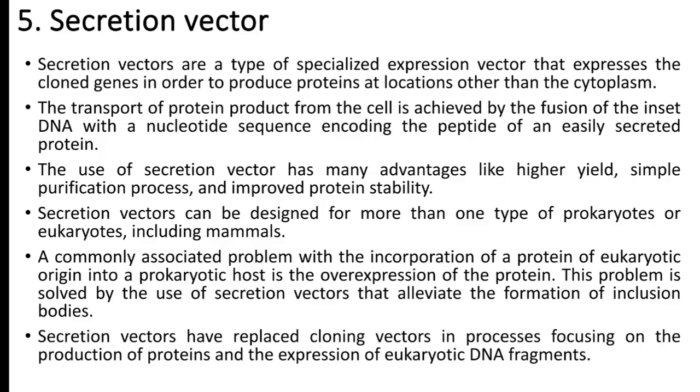The most commonly associated problem with incorporation of a protein of eukaryotic origin into a prokaryotic host is overexpression of the protein. This problem can be solved by the use of secretion vectors that reduce the formation of inclusion bodies. These have replaced cloning vectors in the processes focusing on the production of protein and the expression of eukaryotic DNA fragments.